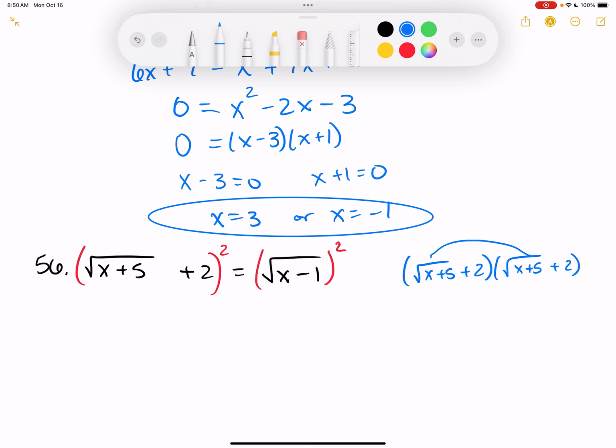The square root times the square root just gives me x plus 5, because that's basically squaring it. So we have x plus 5, plus 2 times the square root of x plus 5, and over here I also have 2 times the square root of x plus 5, so that's going to be 4 times the square root of x plus 5. And lastly, 2 times 2, so that's plus 4, equals, and over here the square root goes away, so I'm just left with x minus 1.